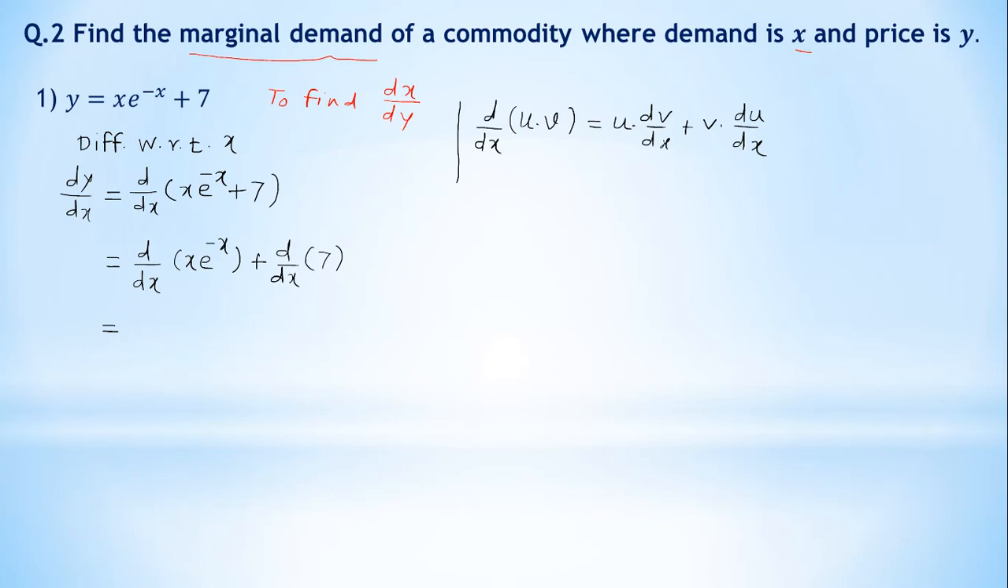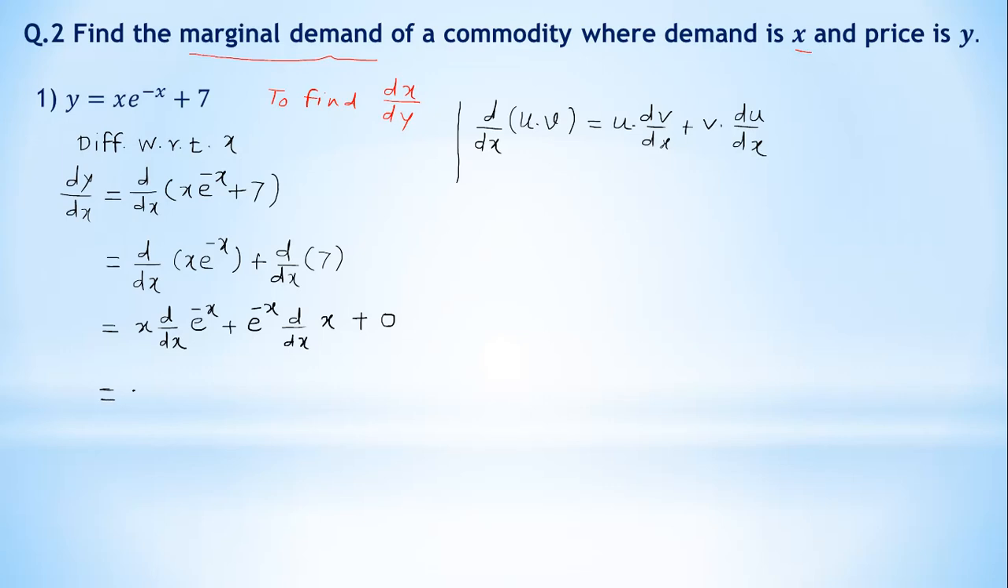Okay. So by this rule, how will you write the step? See here, x as it is into d by dx of e raised to minus x, plus e raised to minus x as it is into d by dx of x. Okay, so this is by that rule. Plus, now what is the derivative of 7? Derivative of 7 is 0 because it is a constant. Okay, so now complete the derivative here.